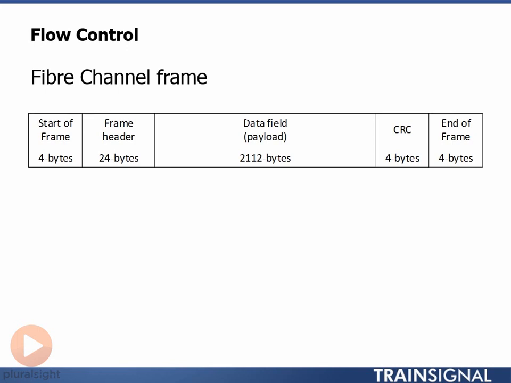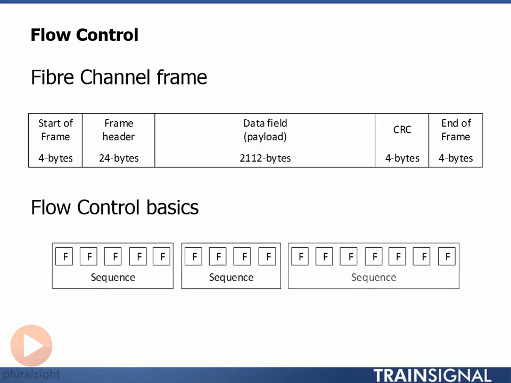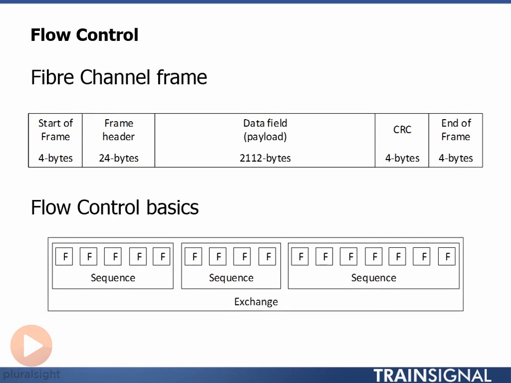Now for some flow control basics. At the lowest levels, Fibre Channel SANs work with frames. Frames are then grouped into sequences. And finally, sequences are grouped into exchanges. These are the three constructs that form the basis of communications on a Fibre Channel SAN, and a good way to conceptualize where each of them fits is to think of frames as words, sequences as sentences, and exchanges as conversations.